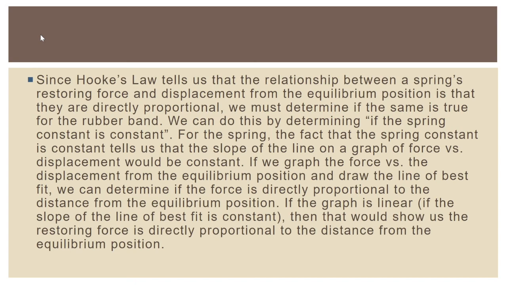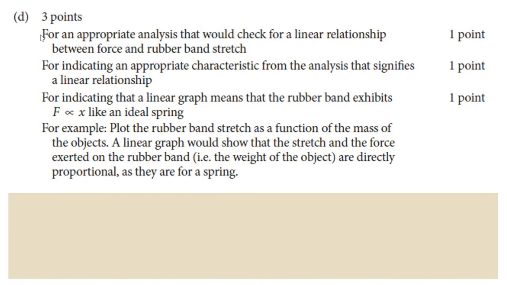All right, taking a look at the scoring guide here for part D, it says 1 point for an appropriate analysis that would check for a linear relationship between force and rubber band stretch. Now, I don't think you had to talk about a graph here, but I think that would have been smart. 1 point for indicating an appropriate characteristic from the analysis that signifies a linear relationship, like a constant slope. And 1 point for indicating that a linear graph means the rubber band exhibits force is proportional to displacement, like an ideal spring.